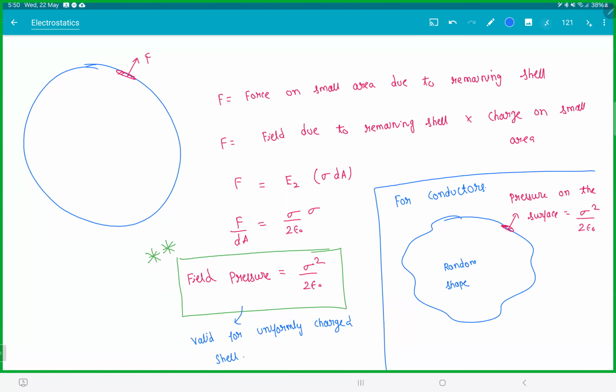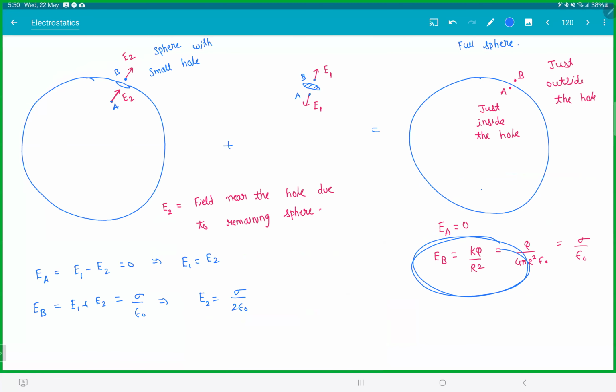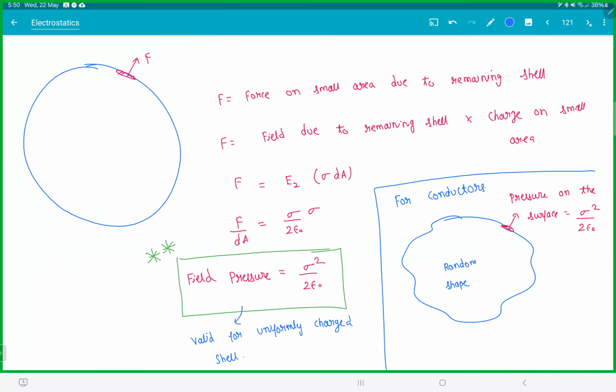Because if you take any other random shape, you don't know this formula, right? Kq by r square won't come for any random shape, isn't it? So that is the reason this formula we derived is valid only for a uniformly charged insulated, non-conducting shell. You can just say shell, that works. But if it is a conductor, it works for any random shape. Conductors are special. We will talk about them in Gauss law, because the field inside a conductor is 0. We will prove that later on.